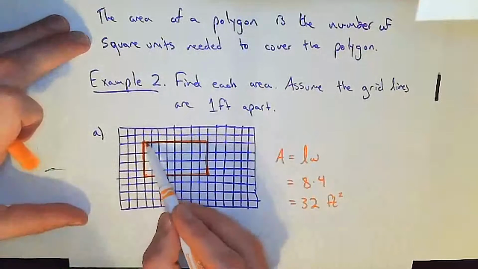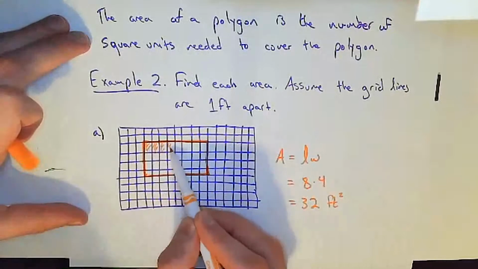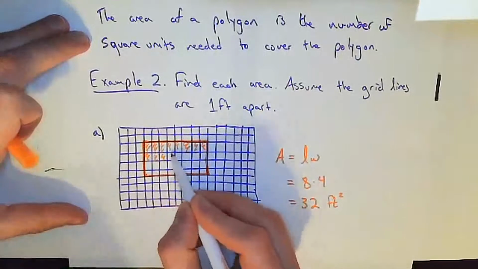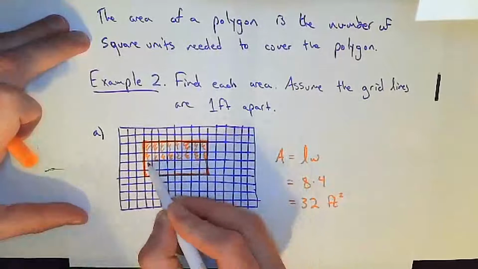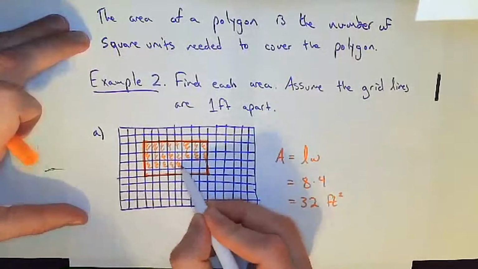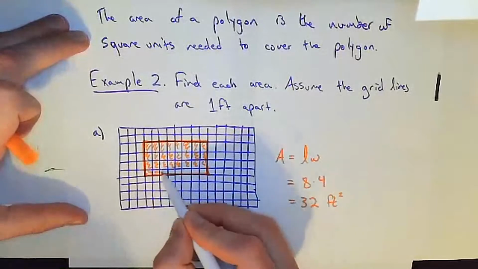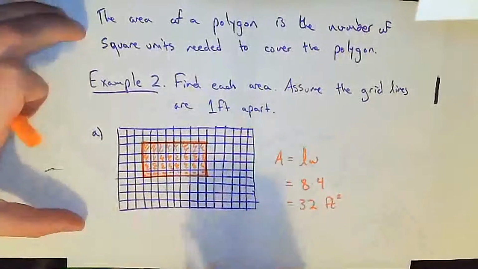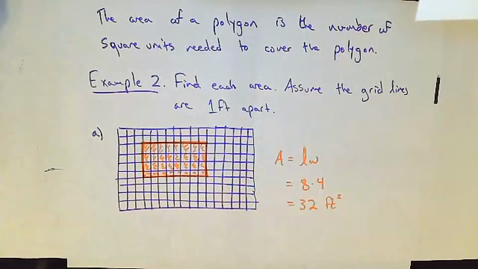It's representing the number of little blocks in here, 2, 3, 4, 5, 6, 7, 8, 9, 10, 11, 12, 13, 14, 15, 16, 17, 18, 19, 20, 21, 22, 23, 24, 25, 26, 27, 28, 29, 30, 31, 32. 32 little grid boxes.